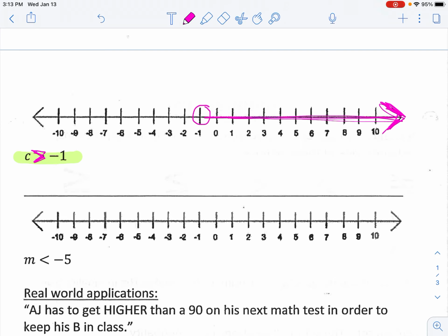Now this one says C is greater than -1, so we're going to leave the circle open, because is -1 greater than -1? No. So -1 cannot be a solution. -1 is not greater than itself. Is 0 greater than -1? Yes. Is 8 greater than -1? Yes. So notice that 0 and 8 are both possible solutions for C.